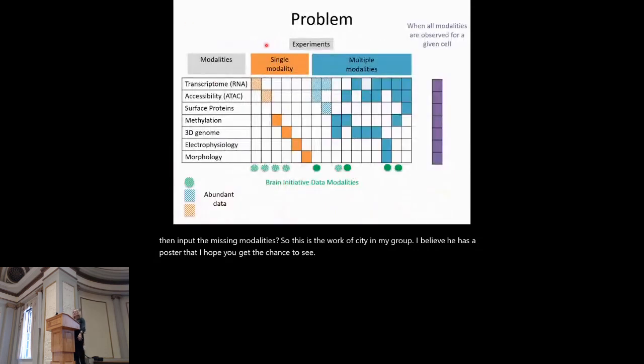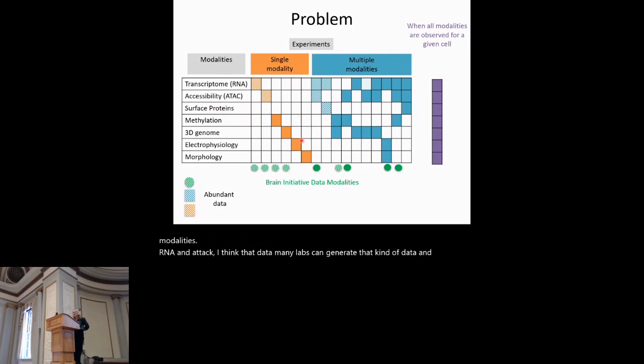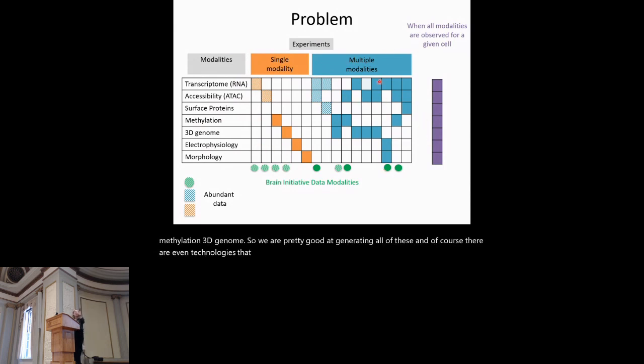So now these single cell technologies are really good at many different single modalities. RNA and ATAC, I think many labs can generate that kind of data, and even methylation, 3D genome. So we are pretty good at generating all of these. And of course, there are even technologies that can generate multiple modalities. But ideally, where we want to go is for a given cell, we would want to see all the modalities. Okay?